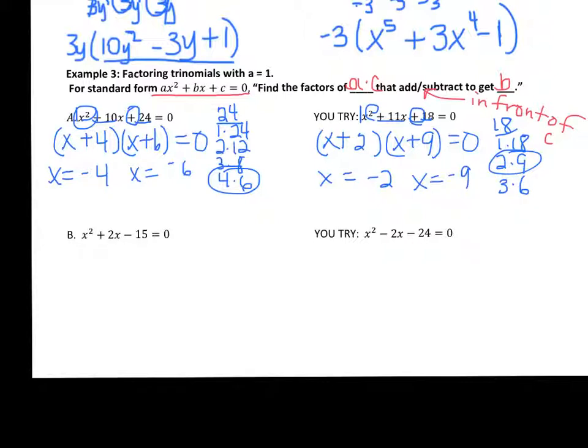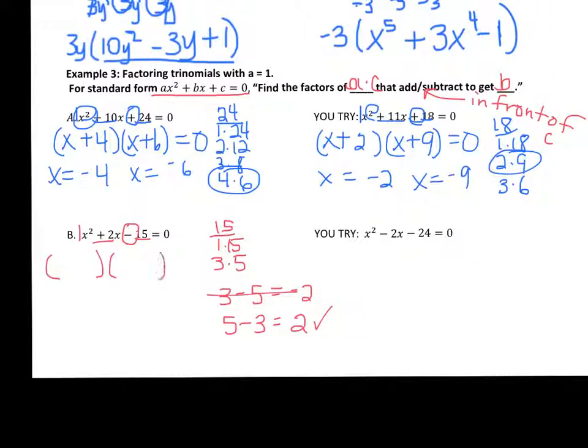On example B, we're going to find the factors of 1 times 15, so factors of 15, there's only two of them, 3 and 5, that subtract to get positive 2. So if we used 3 minus 5, that would equal negative 2. So we're not going to use that. We're going to use 5 minus 3. We just flip-flop them. 5 minus 3 is positive 2, so that's what we'll use.